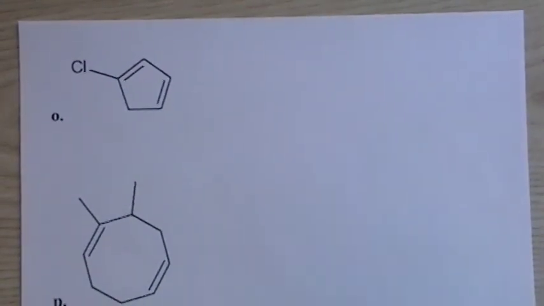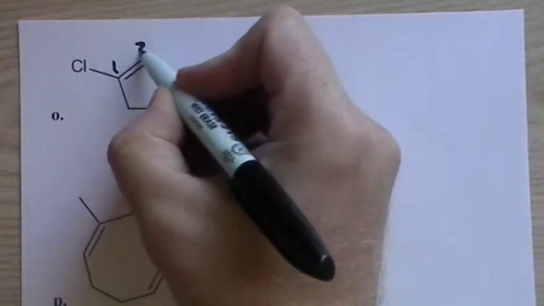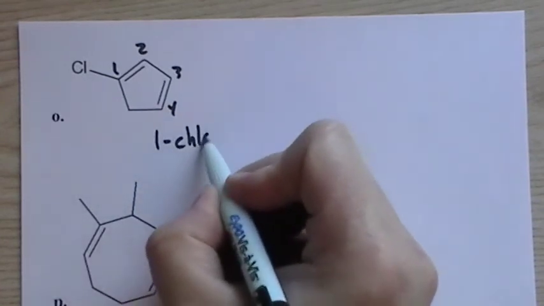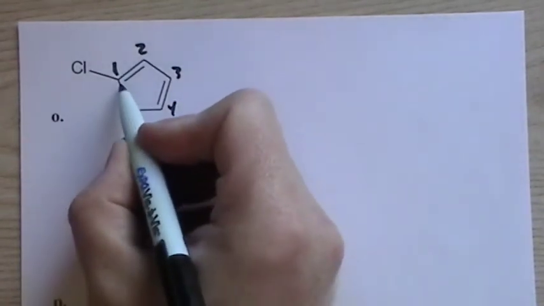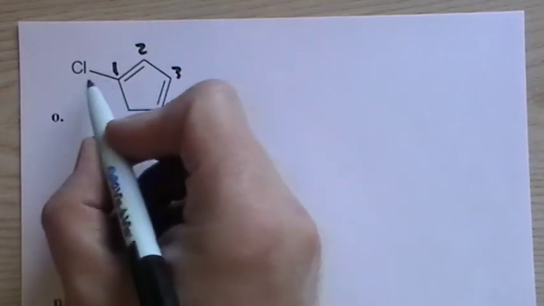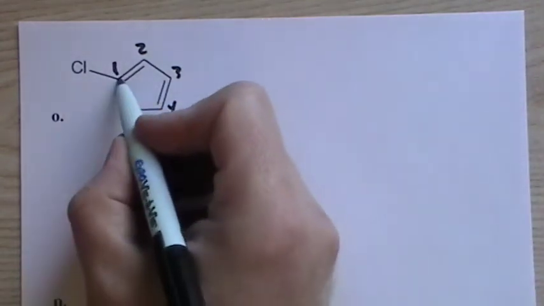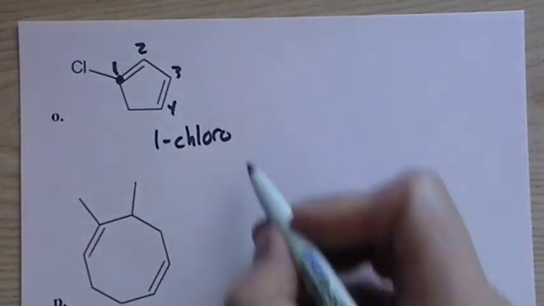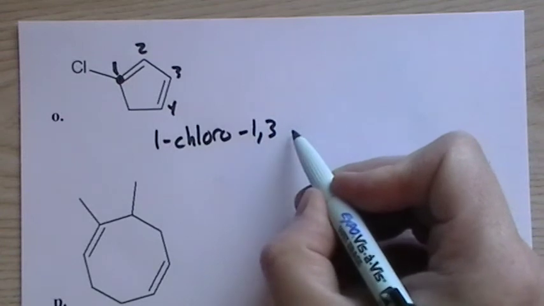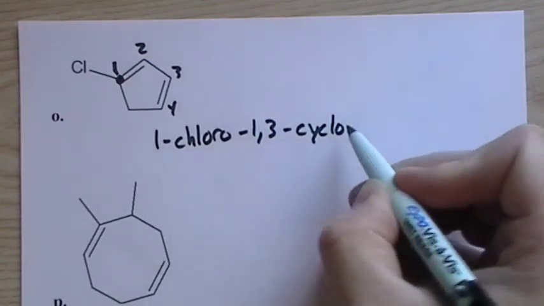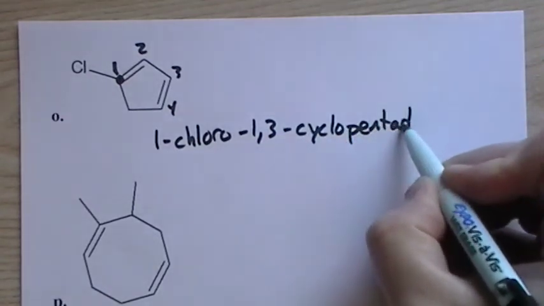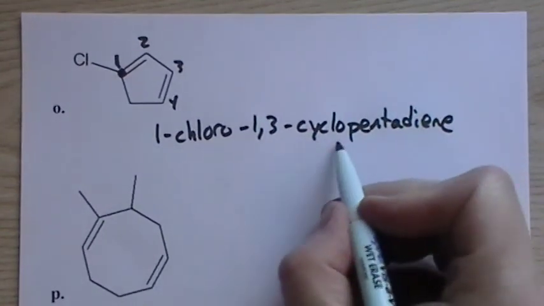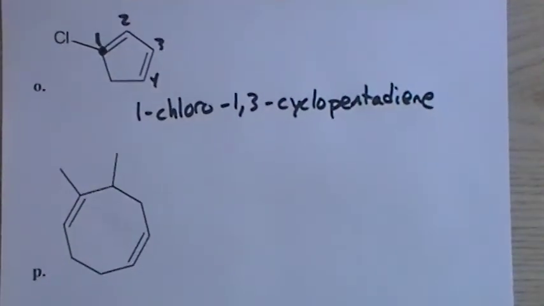All right, for this one, this has to be the 1 position, 2, 3, 4. So we call this 1-chloro. And this has to be the 1 position because it has the only substituent here. Not only is it part of the double bond, but it has a chloro group on it. That's big, so it wins out. And then we number appropriately. 1-chloro-1,3-cyclopentadiene. Cyclo has to be in there. The diene has to be in there because there are 2 double bonds.